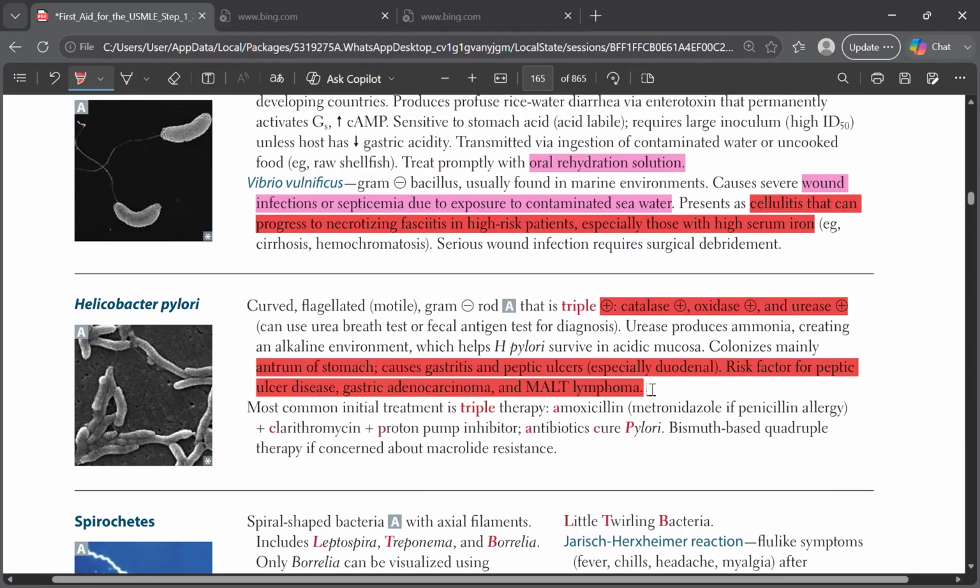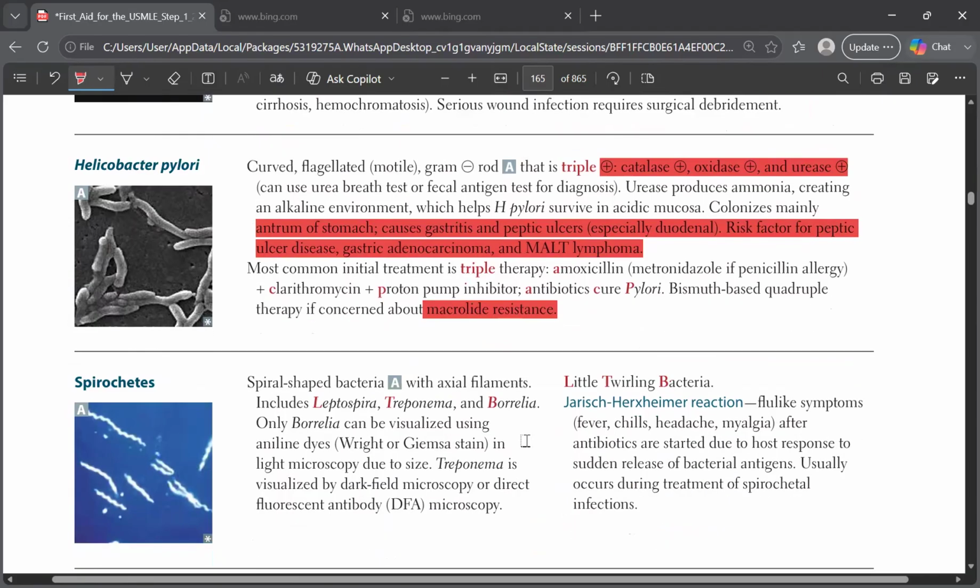Okay. Most common initial therapy is triple therapy, that is amoxicillin, metronidazole if there is penicillin allergy, clarithromycin, and PPIs. Antibiotics cure H. pylori. Bismuth-based quadruple therapy if concerned about macrolide resistance. So amoxicillin, if there is penicillin allergy, then you go metronidazole along with clarithromycin and PPIs. And for quadruple therapy, you use bismuth-based if you're concerned about macrolide resistance.